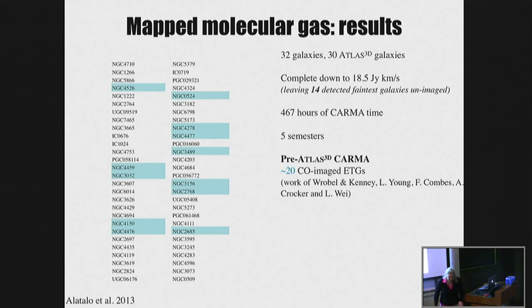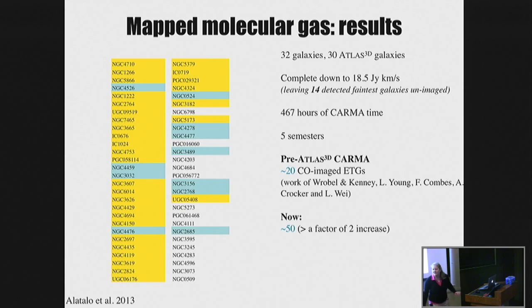So what I have here is the list of the CO-detected Atlas 3D galaxies. The galaxies that are shaded in light blue are galaxies that already had molecular gas maps. Before this CARMA survey, there were only about 20 CO-imaged early type galaxies, split sort of between some work from Joan Roble, Jeff Kenny, Lisa Young, who did a lot of it, Francoise Combes, Lisa Wei. But here's what we did when we did the CARMA survey. We mapped another 30 of them. So now there are 50 early type galaxies that have molecular gas maps.